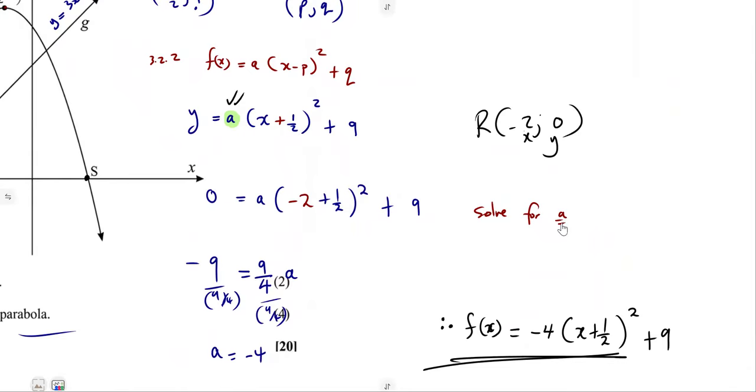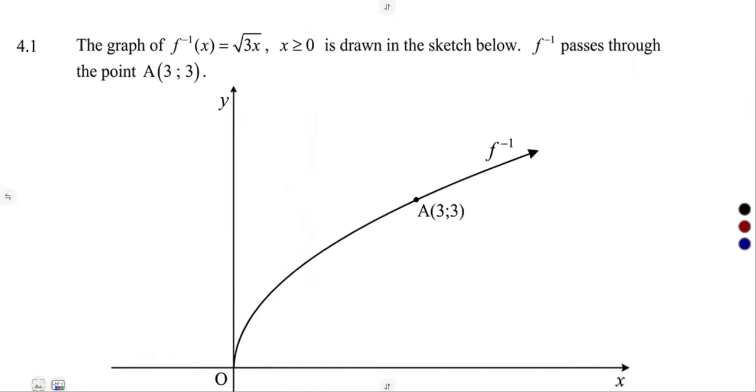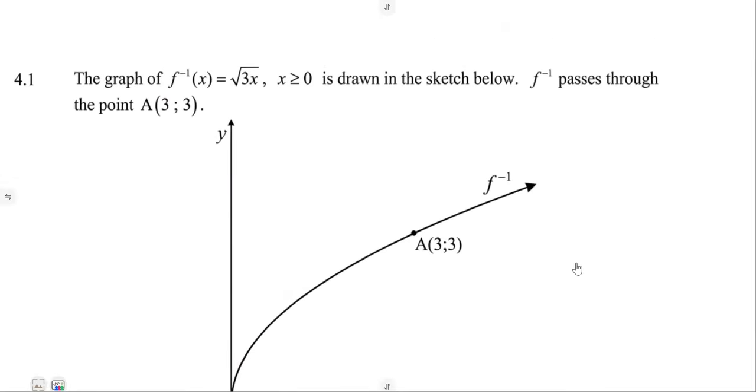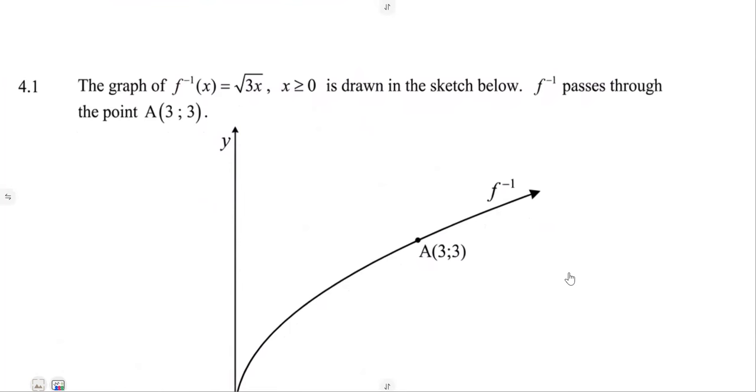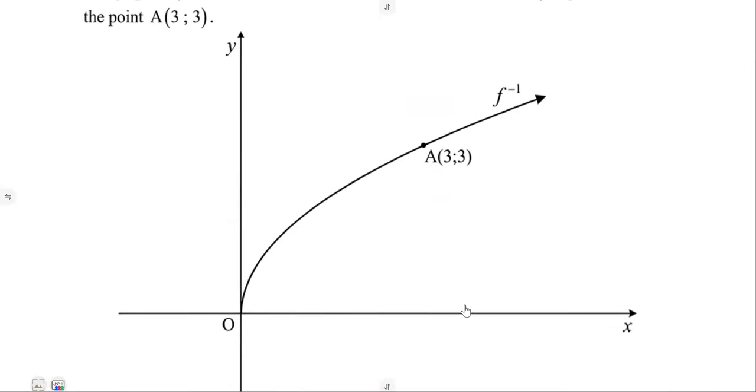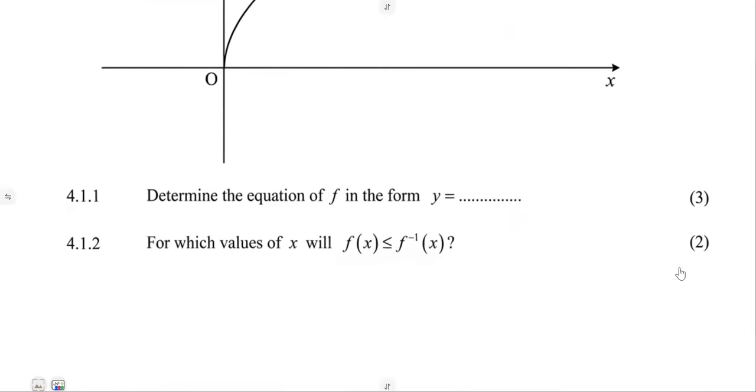So as we can see, these functions, graphs, it's all about revision, guys. Do more revision. On question number 4, we are given 4.1. The graph of the inverse of x is given as the square root of 3x for x is greater than or equal to 0, drawn in the sketch below. So this is the graph of the inverse and it passes through the point (3, 3). Okay? They gave us the graph of the inverse. From the graph of the inverse, 4.1.1, determine the graph of f, the original function, from the inverse.